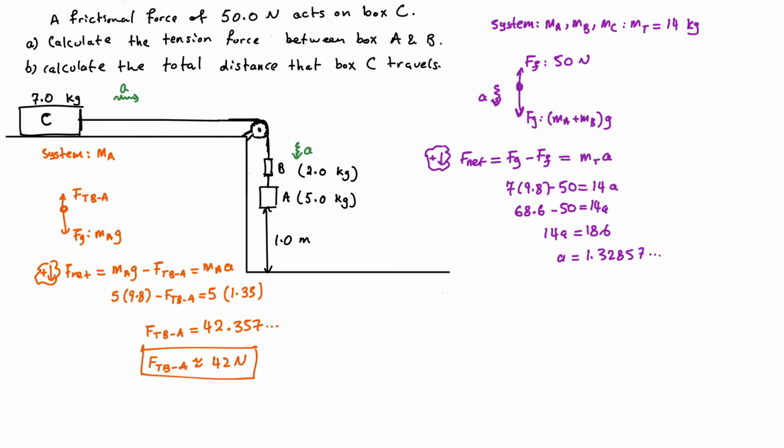Let's now look at the second part of the question. In this second part, we have to find the total distance that box C travels. So now we really have to think about the problem very carefully and really analyze what's happening.